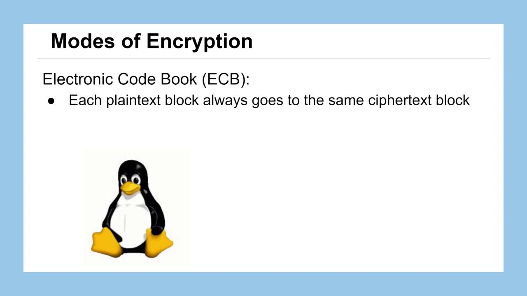But in this method, each plaintext block will always go to the exact same ciphertext block. It's kind of like how in the Caesar cipher, if the letter J went to the letter Q in the ciphertext, the letter J will always go to the letter Q.